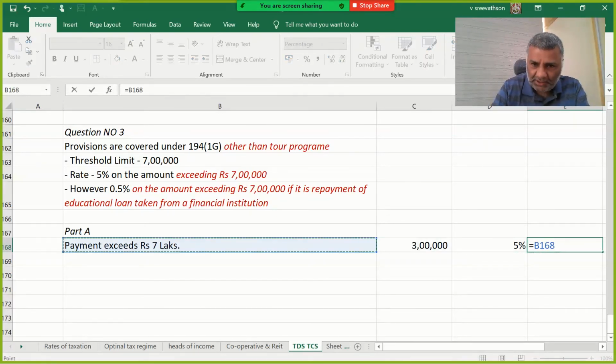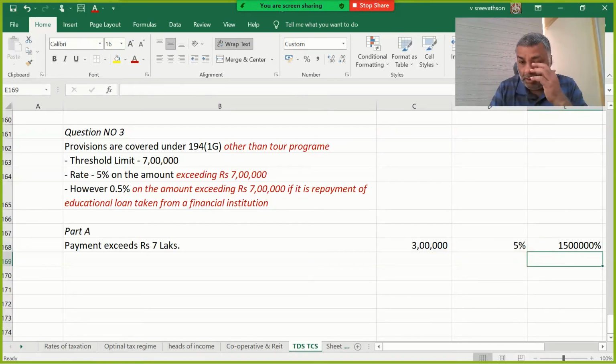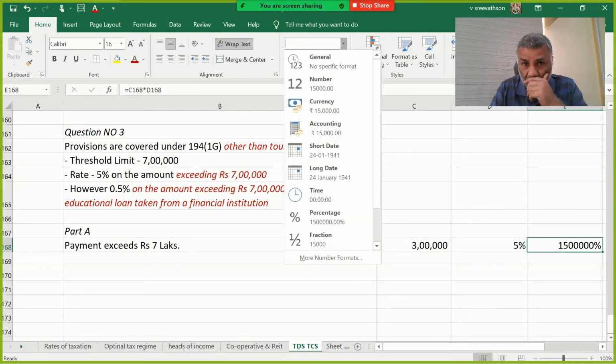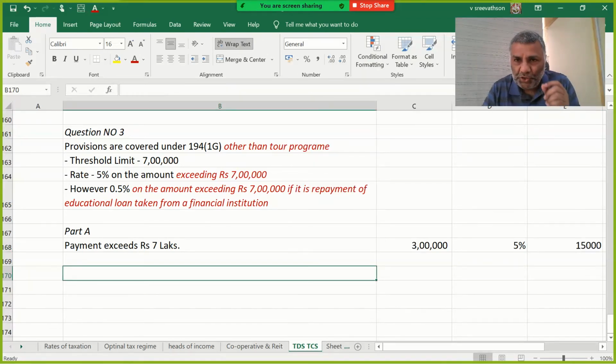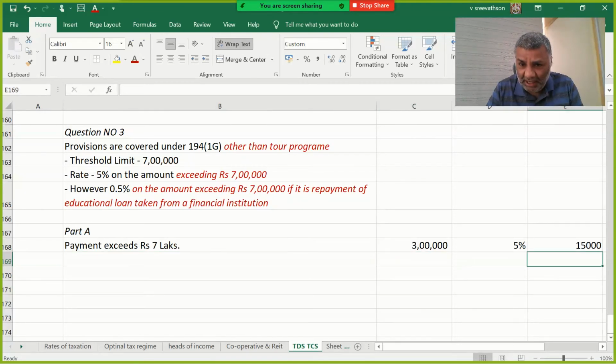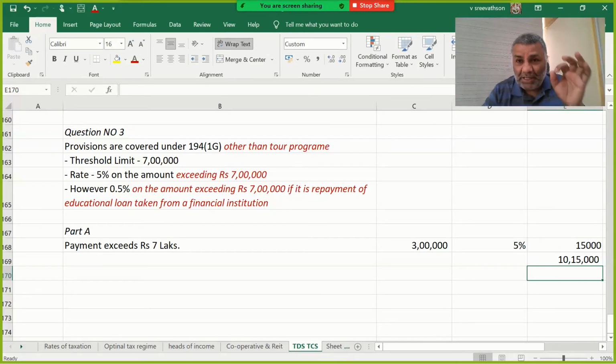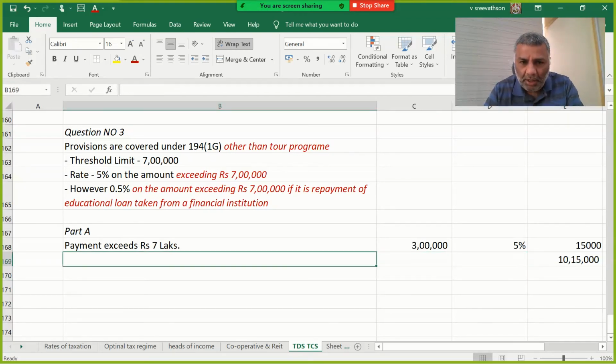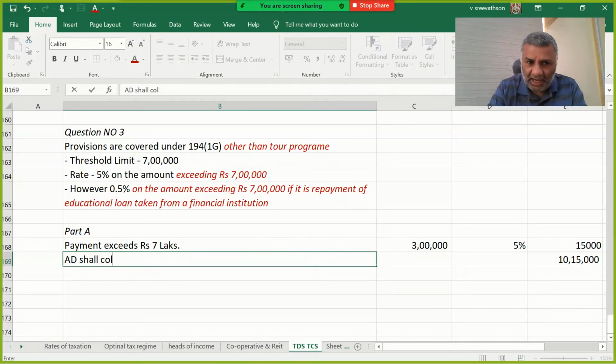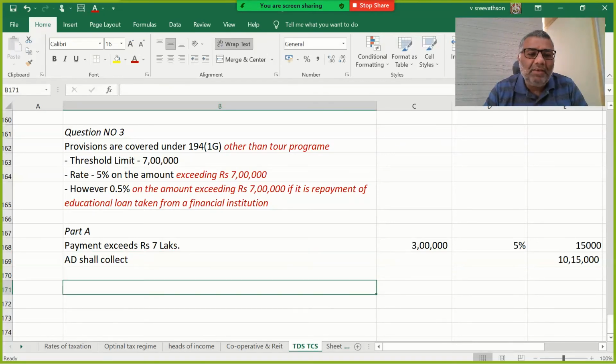It will be 3 lakhs into 5%. Okay, 15,000. So the operator, that is the authorized agent, will collect from him 10 lakhs, that is the quantum, plus 15,000, 10 lakh 15,000. When you write the answer, please write it fully. AD, authorized dealer, shall collect 10 lakhs is the quantum of service plus 15,000 TCS, 10 lakh 15,000.